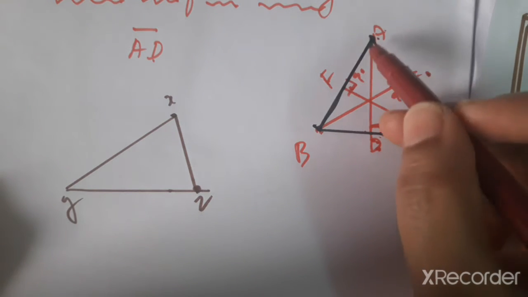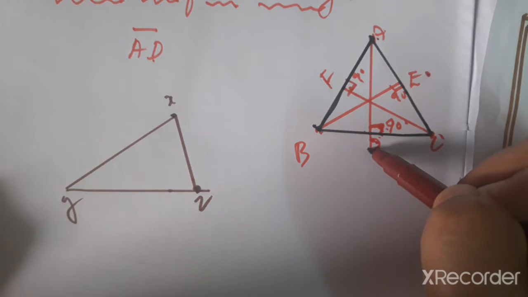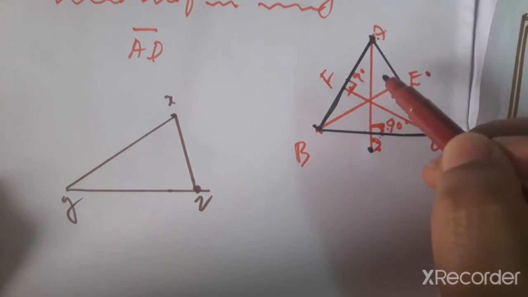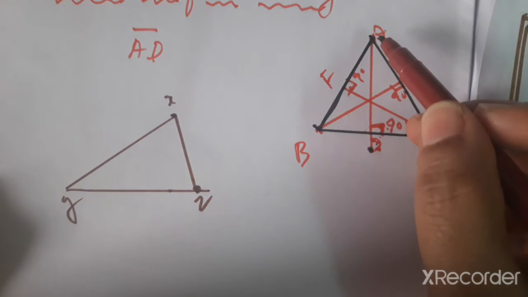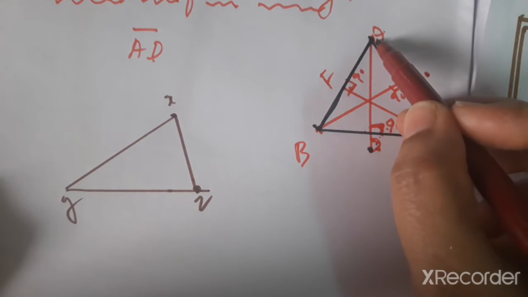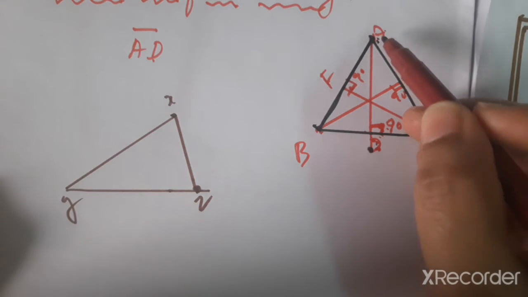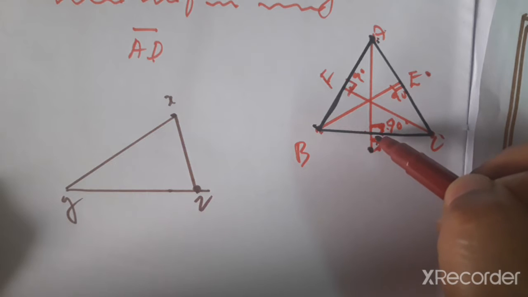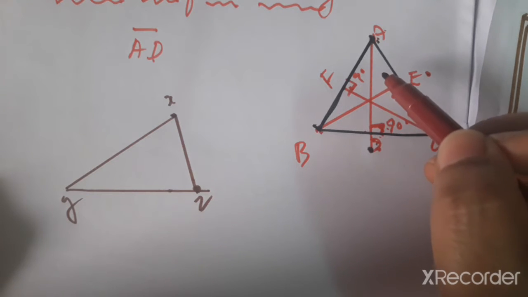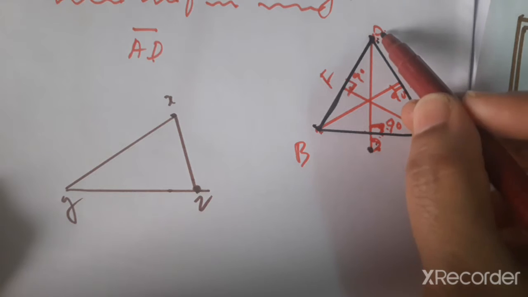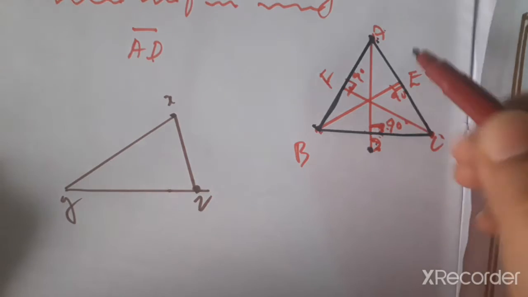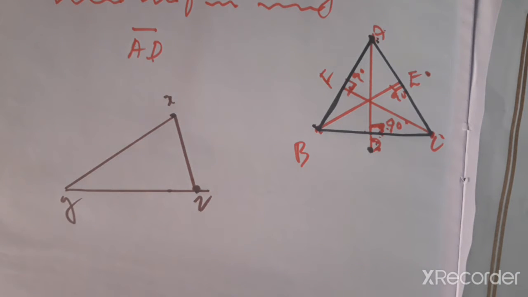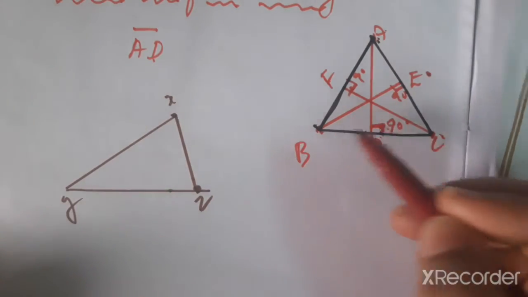It looks the same, and both are AD. We can say this is a median of the triangle, and AD is also an altitude, because this is an equilateral triangle. The definitions differ: a median is a line segment joining a vertex to the middle of the opposite side. An altitude is a line segment joining a vertex to the opposite side such that the angle between them is 90 degrees. It is perpendicular, meaning AD is perpendicular to BC.